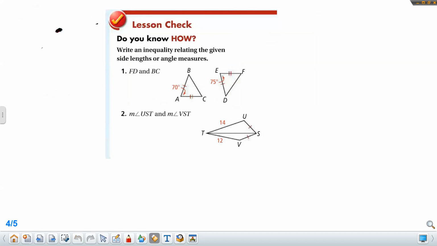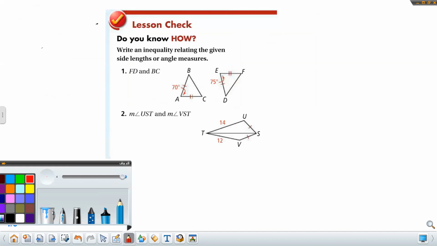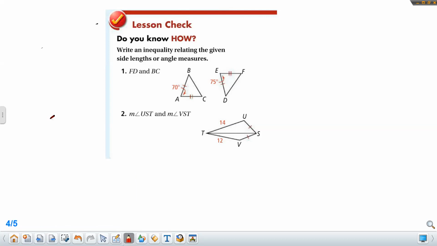Okay, the next: for example, write an inequality relating the given side lengths or angle measures. Number one, FD and BC. Which of them is bigger? First, ask yourself, are these triangles congruent? Sure, not congruent. Why? First, AB equals ED, AC equals EF, because similar signs represent equality. So AB and AC are equal to ED and EF.